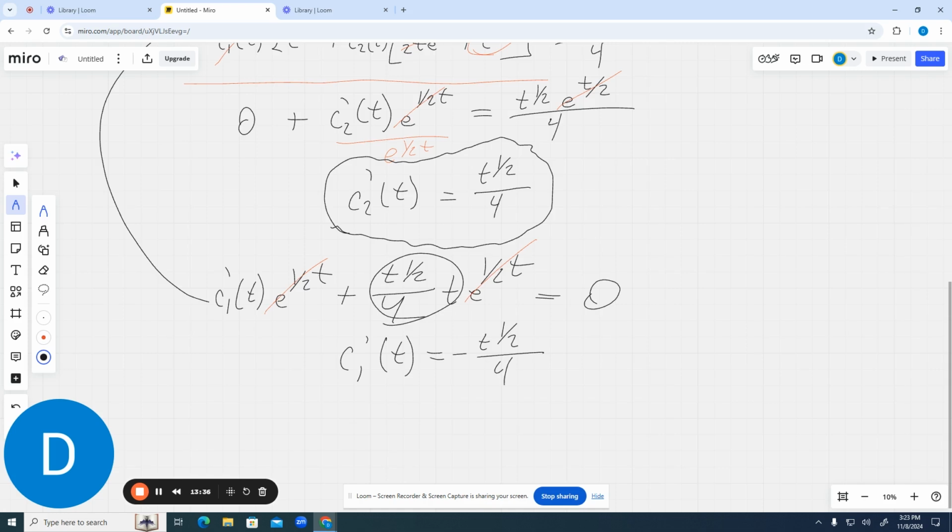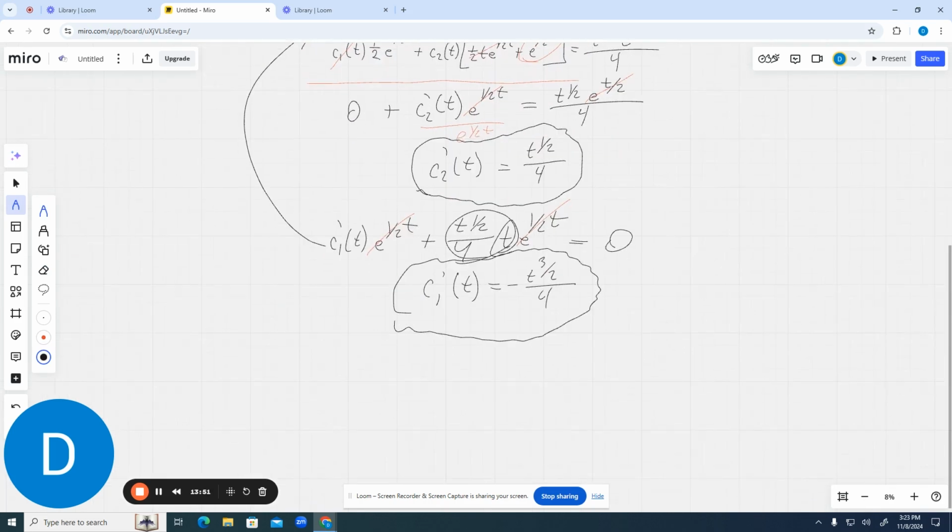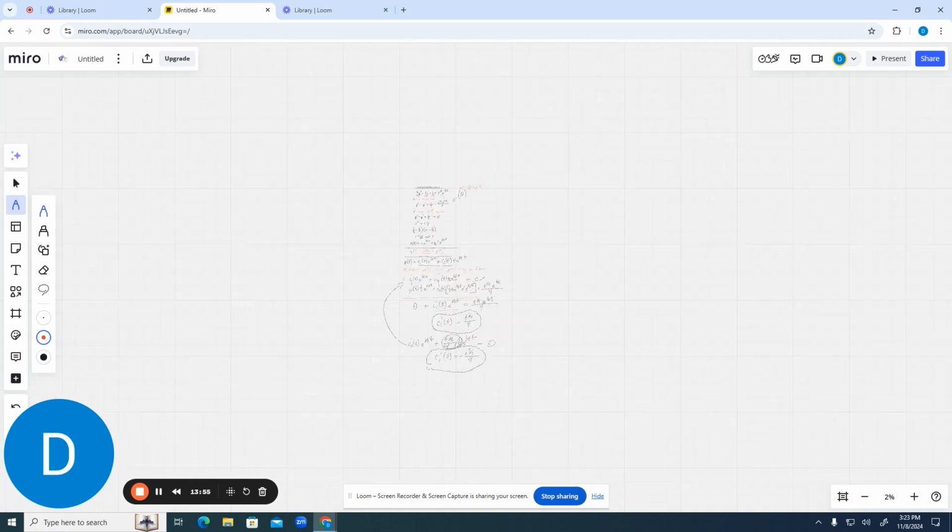It's 3/2 because you have this t also here. So you multiply that t to the other one and it becomes 3/2, right? But this should all make sense, right? So now you have your C1 prime and your C2 prime. And I guess I kind of missed the last step, obviously. I kind of gave it away here.